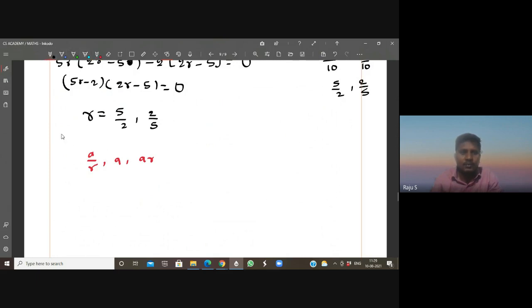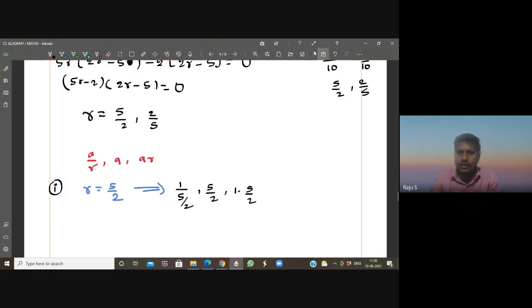Okay, two possibilities, as you said. In case one, R is equal to 5 by 2. Then what are the three terms here? Students, which implies what is the first term? A value is what? A value is 1 by 5 by 2, 1 into 5 by 2.